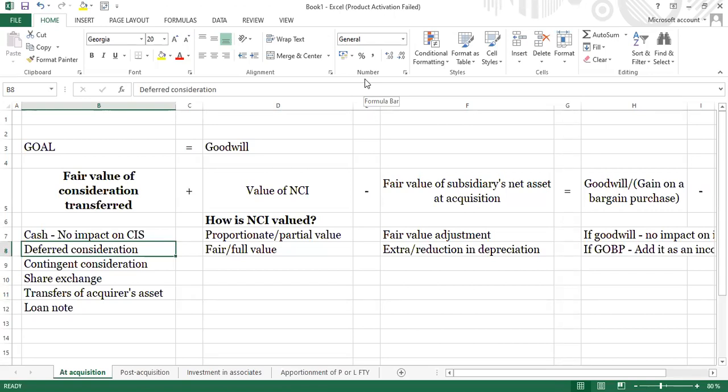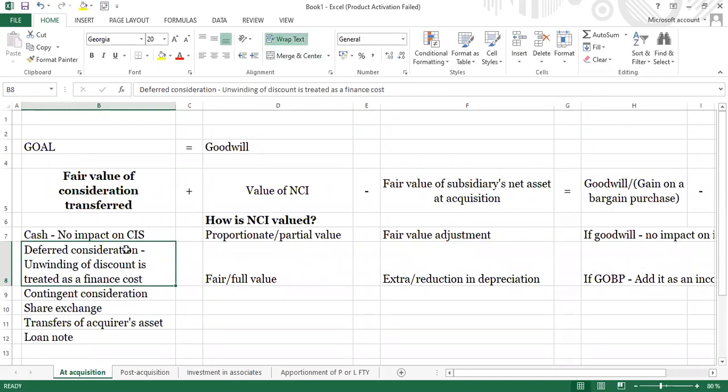The next consideration transferred, which you guys told me earlier, is deferred consideration. So the next question again is, once you stumble on a deferred consideration in your question, for the purpose of the consolidated income statement, how do you treat it? Does it affect the income statement? Yes. A deferred consideration will affect the income statement through what they refer to as unwinding of discount. The unwinding of discount is treated as a finance cost. So because of that, it would impact your consolidated income statement. So I will just paint this yellow.